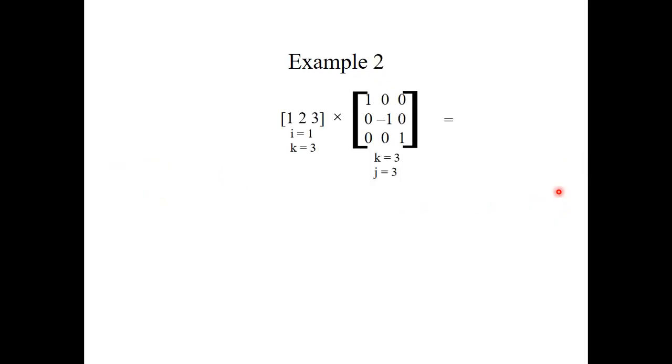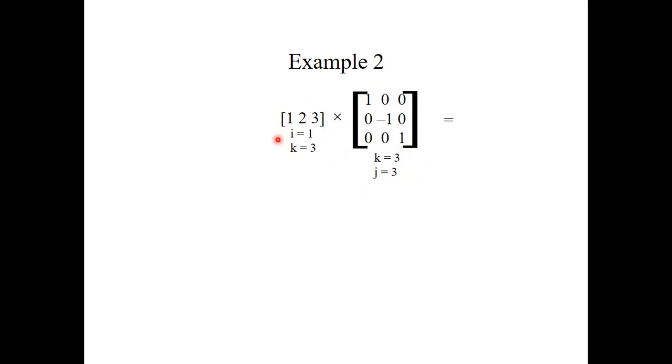Okay, now let's do one more example. In this example, the two matrices do not have the same dimension. The first one is a 1 times 3 matrix, and the second one is a 3 times 3 matrix. Here the number of rows is 1 and the number of columns is 3. Here the number of rows is 3 and the number of columns is 3. So this value has to be equal to that value. We see that this is the case, so we know that we can multiply our matrices.